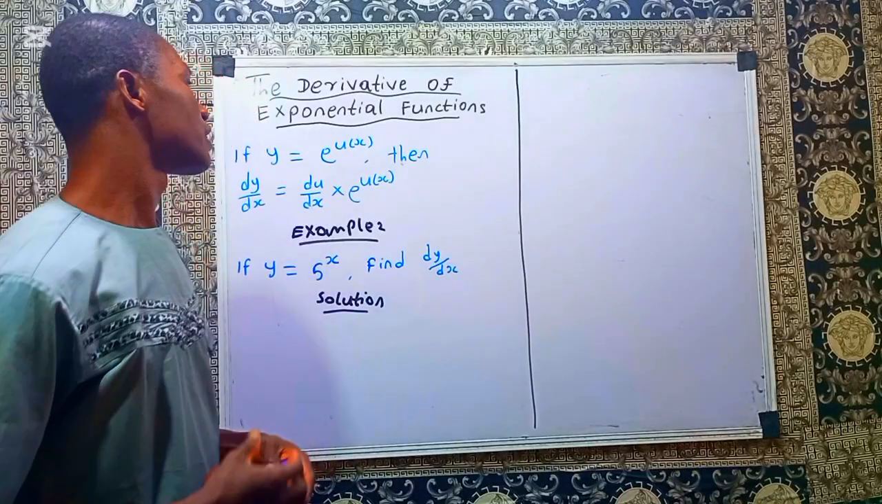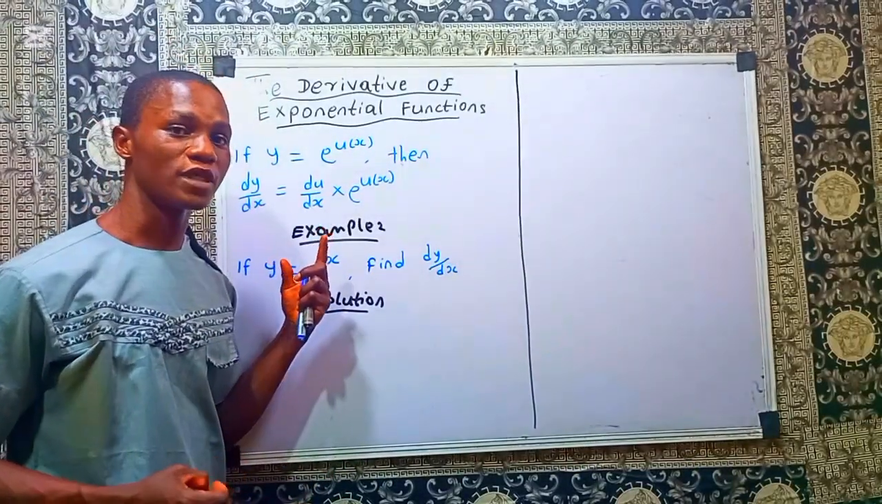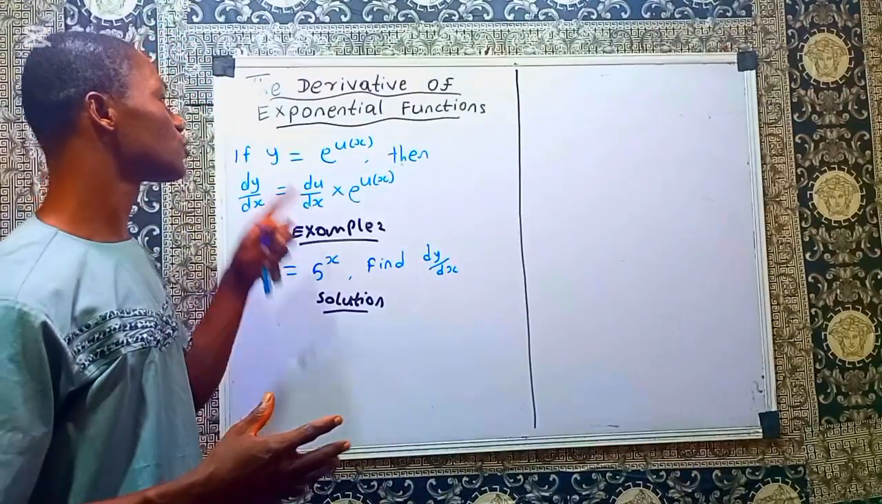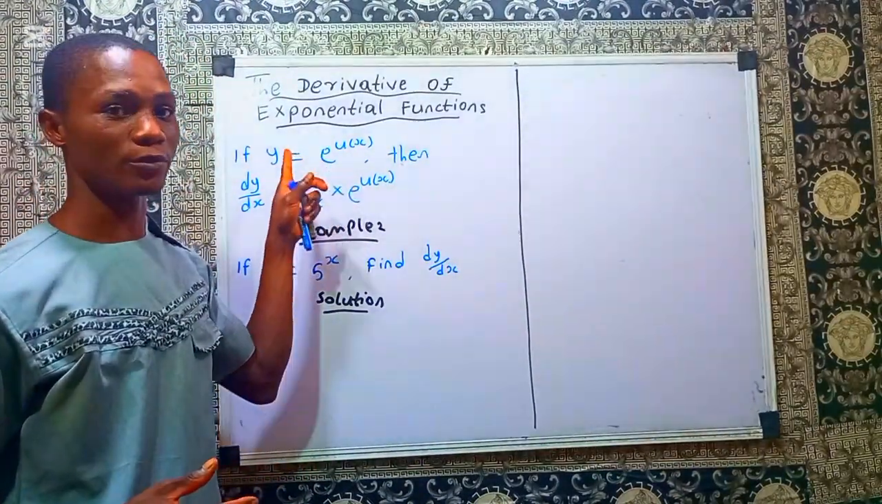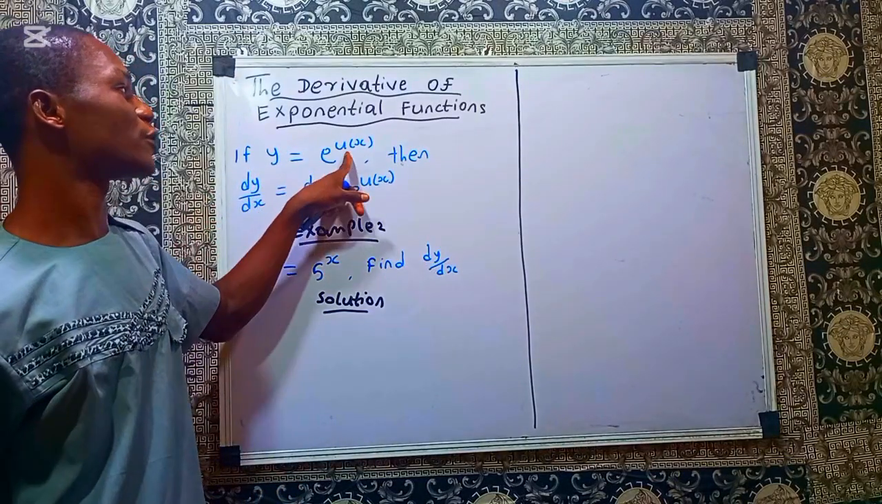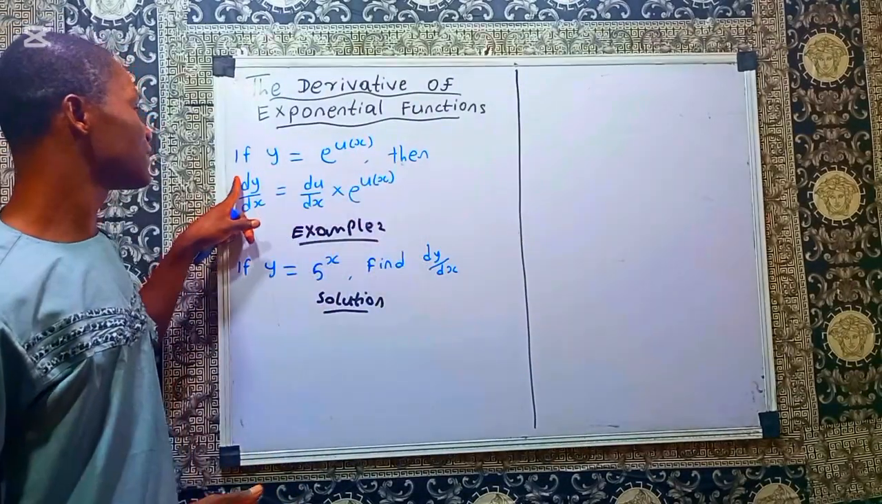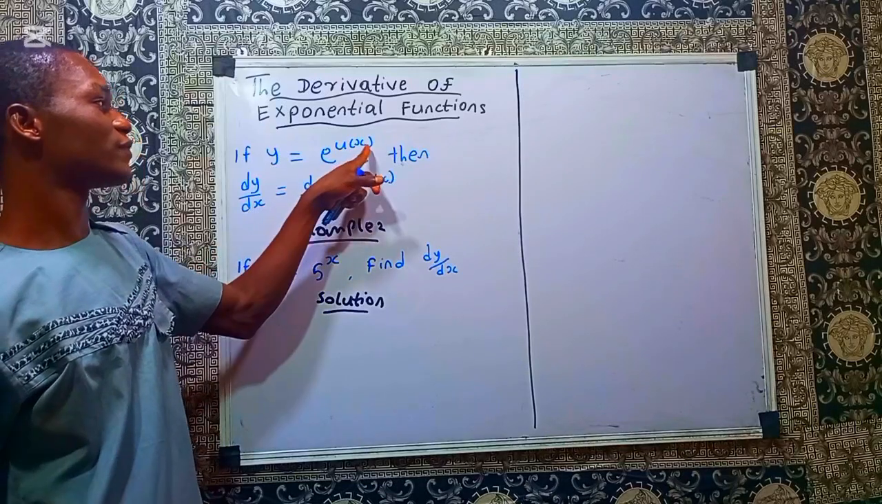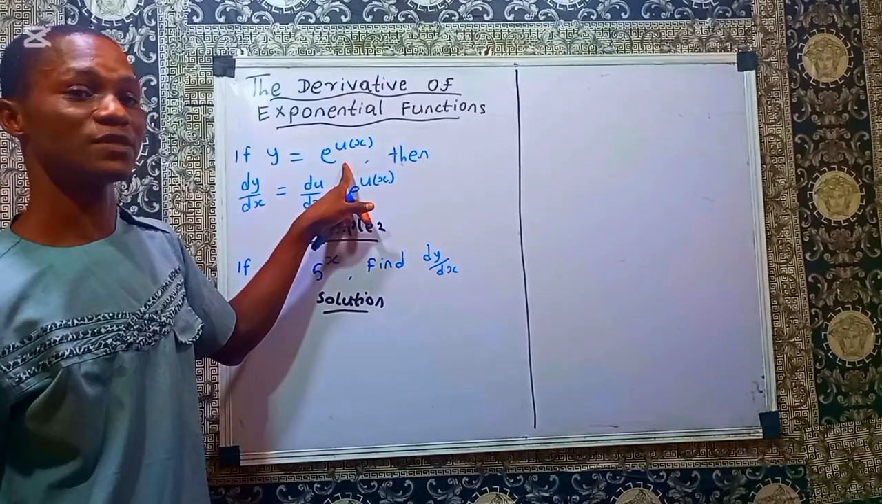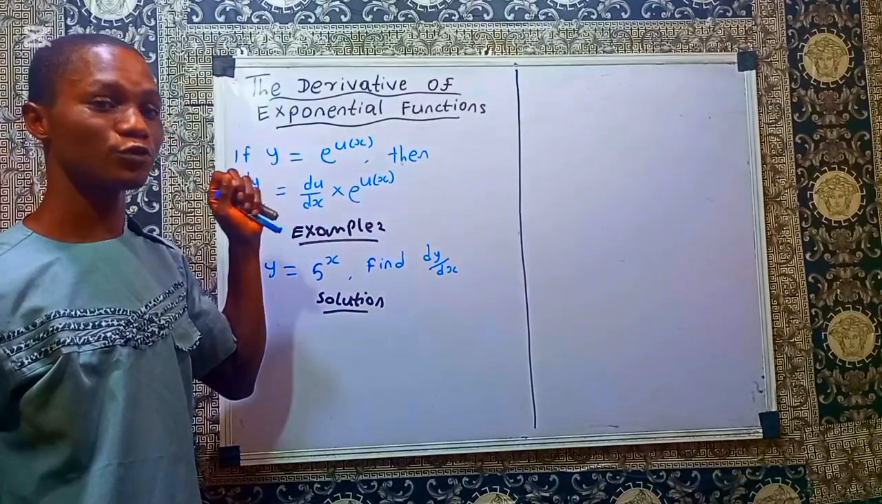Remember that the exponential function we considered in the first example has to do with the exponential function of the Euler number, and I told you that if y is equal to exponential u of x, then the derivative of y with respect to x is the derivative of u with respect to x, du/dx, multiplied by the whole exponential function, exponential u of x.